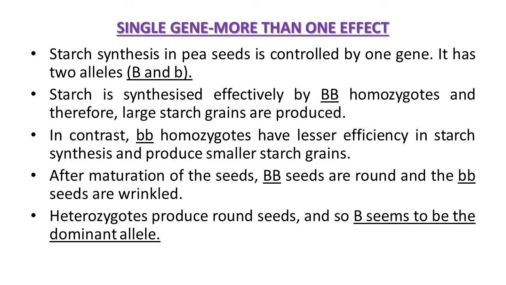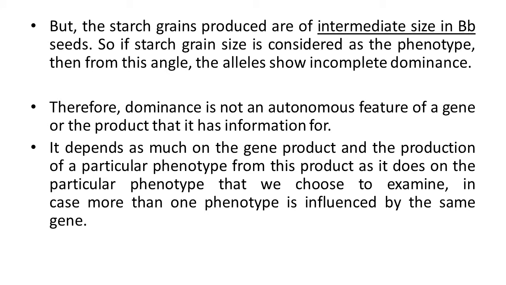Heterozygotes produce round seeds, and so B seems to be the dominant allele. So when it is heterozygous, like capital B and small b, the effect of B shows. So seeds are round in shape, and that's why we can say capital B is dominant here. But when the starch grains produced are of intermediate size, it means capital B, small b seeds.